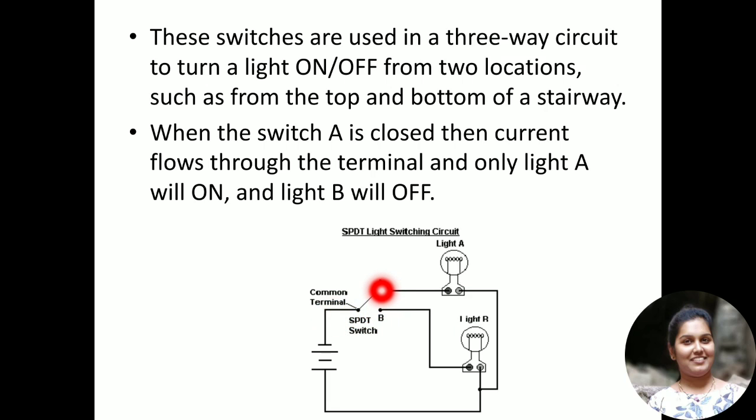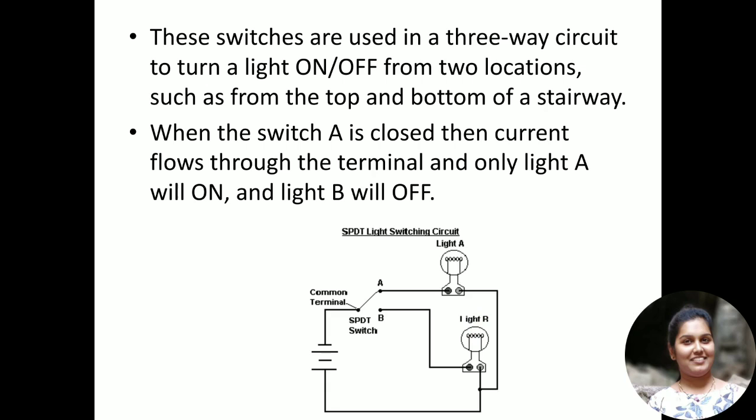The terminal A is connected to light A, which is then directly connected to the power source. Next, the terminal B is connected to light B and again it is connected to the power supply. Okay, so as we have two different throws, two different lights can be used in this circuit and the two lights can be operated alternately.